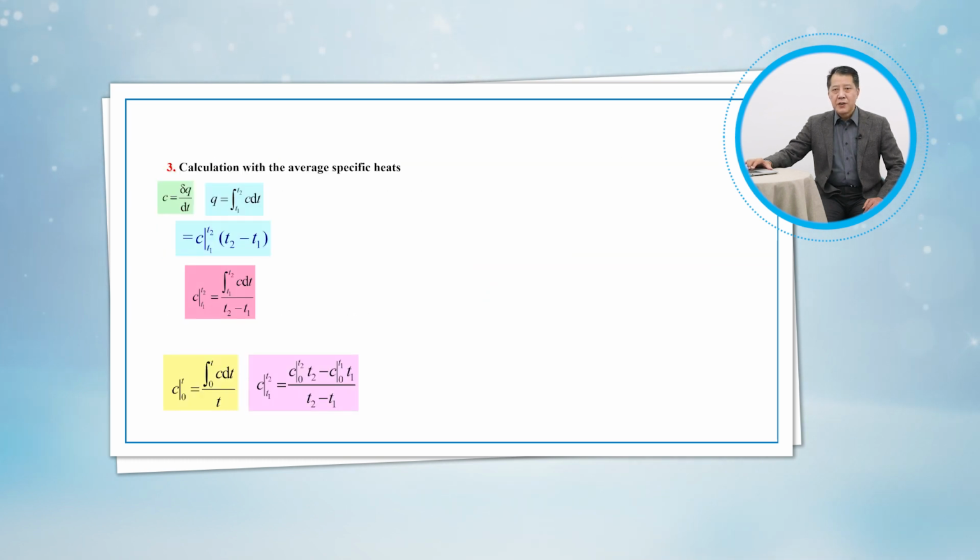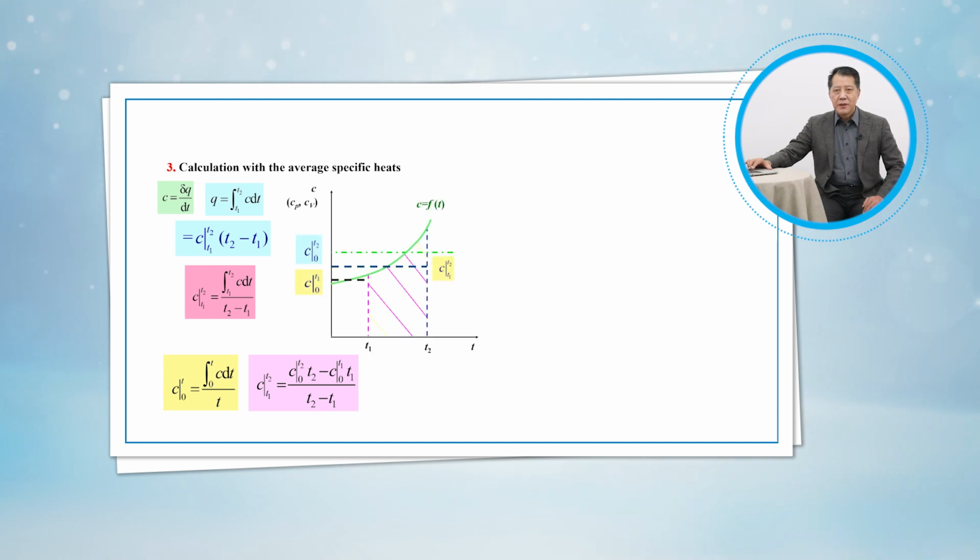For the calculations of du and dh for ideal gases with the average specific heats, the specific heats are averaged as a fixed value in a temperature range. The average specific heats can be found in Appendix A7 for some gases.